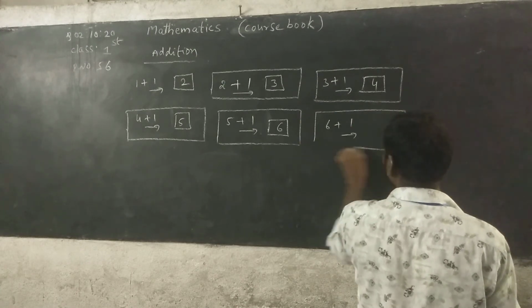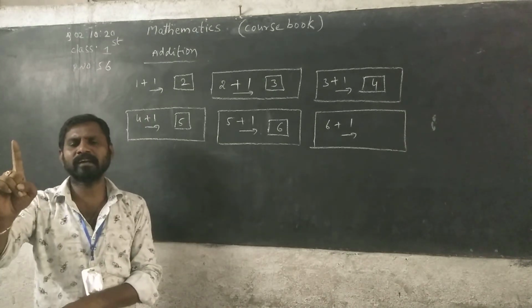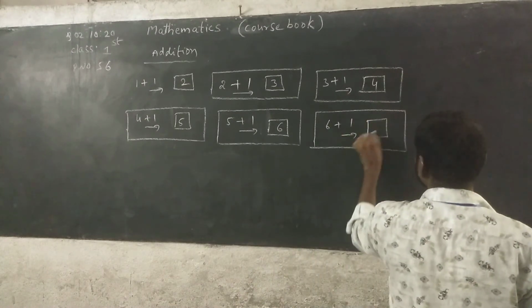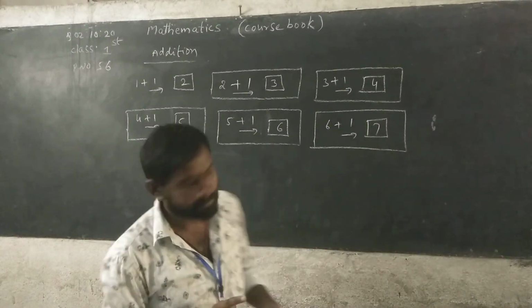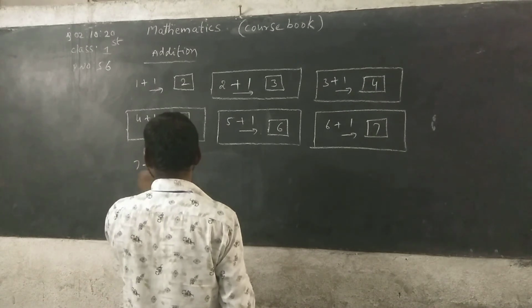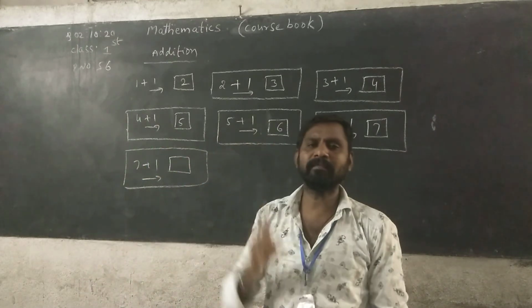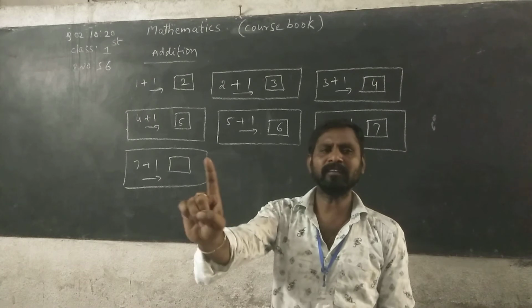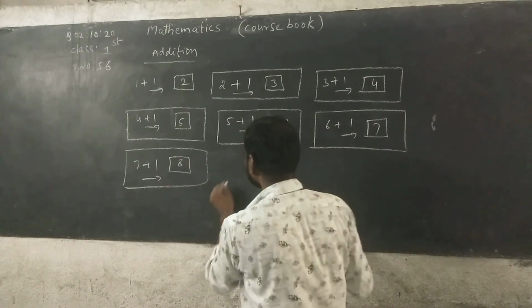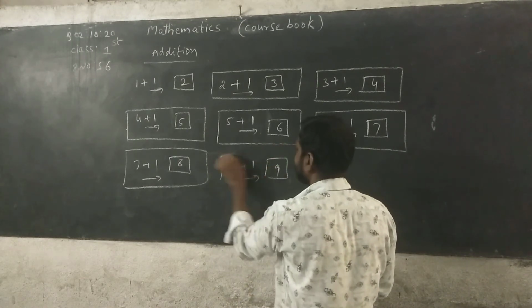Next, 6 plus 1. Here the bigger number is 6. Keep 6 in your mind and count 1. So after 6 comes 7. What do we get, beta? 7. 6 plus 1 is 7. Next, 7 plus 1. What do we get? Very easy. Keep the bigger number 7 in your mind and take 1 in your hand. 7 plus 1 is 8. Next, 8 plus 1. You can say directly 9.